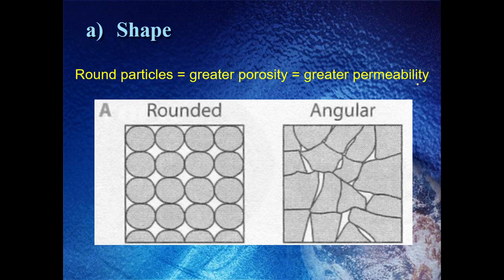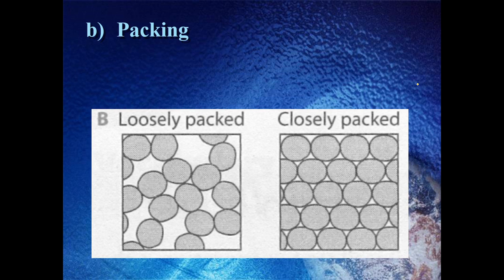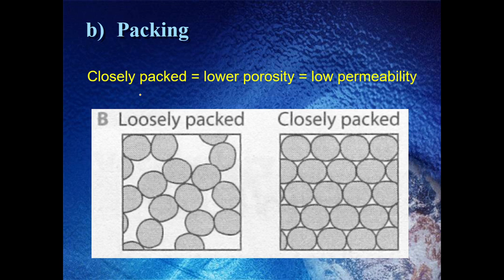Water can get into it easier. Next, we have packing, right? If you take sediments, you can either pack them closely together or space them more openly apart. And you can see from this picture, right, if you had to get from the top to the bottom, you are going to go through the loosely packed sediment much easier than the closely packed. So as a result, your closely packed has a lower porosity or lower permeability. And you can relate that either way. Loosely packed, greater porosity, greater permeability.